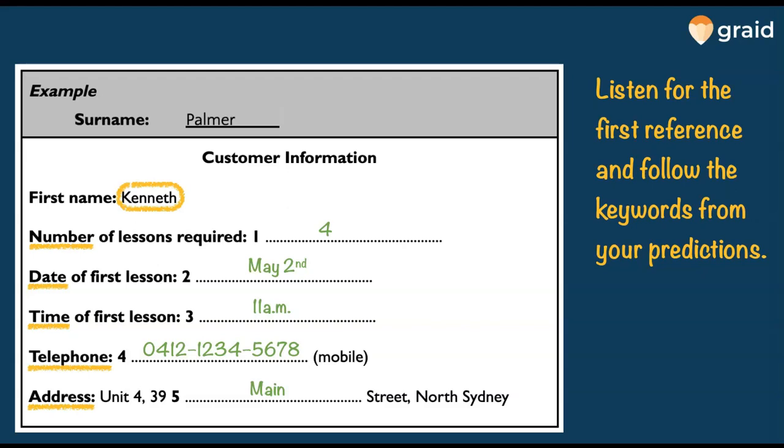Okay. Now, Brian will pick you up for each lesson, so can I please get your address? It's Unit 4, 39 Dandelion Street, North Sydney. Sorry, could you please spell that for me? Sure, it's DANDELION.